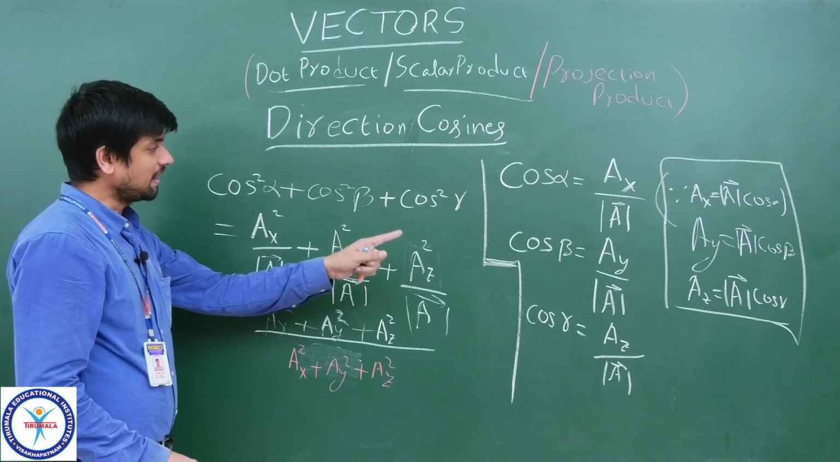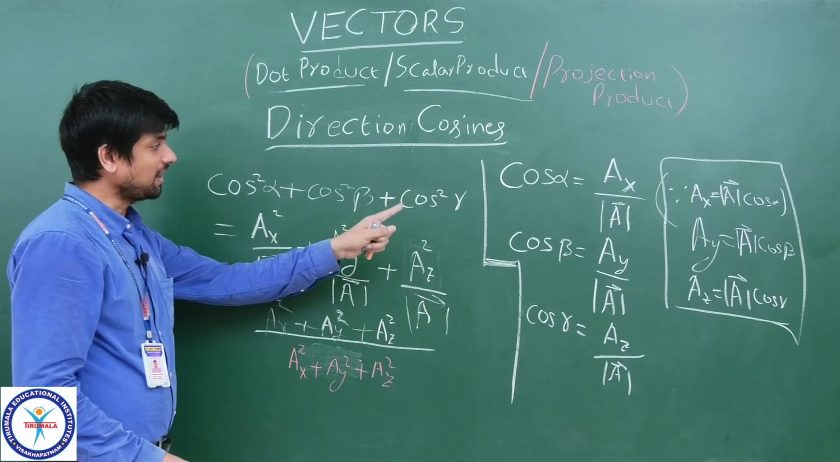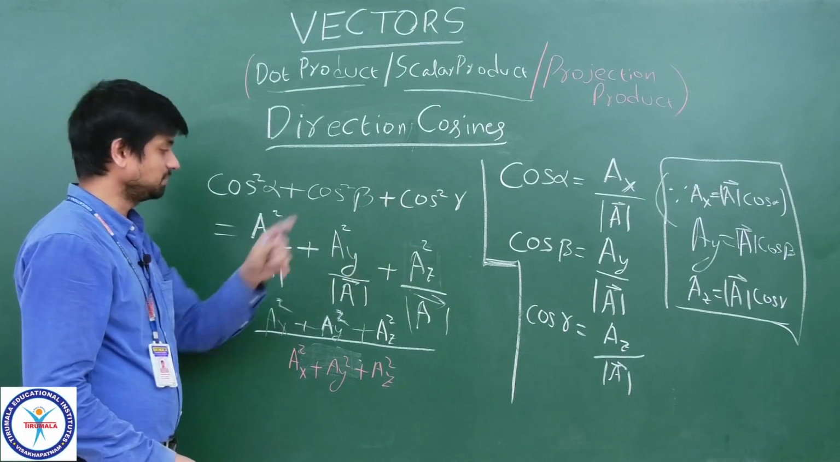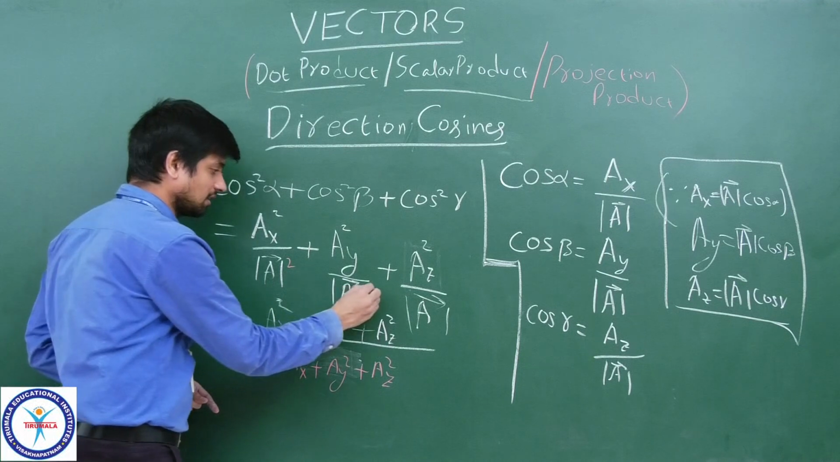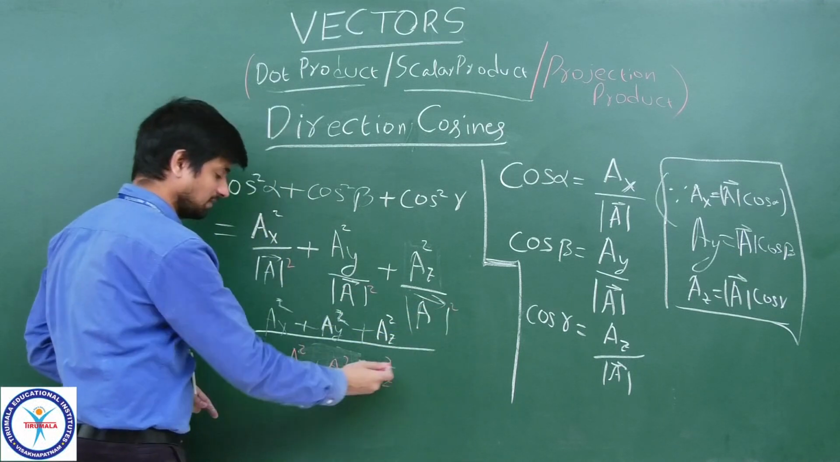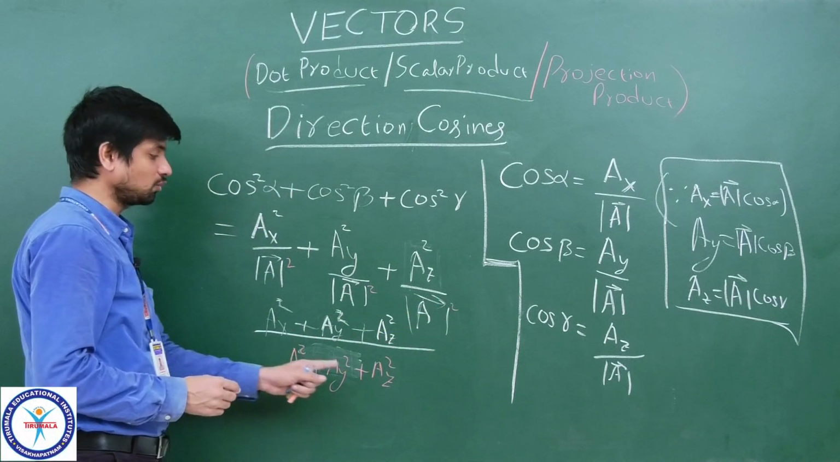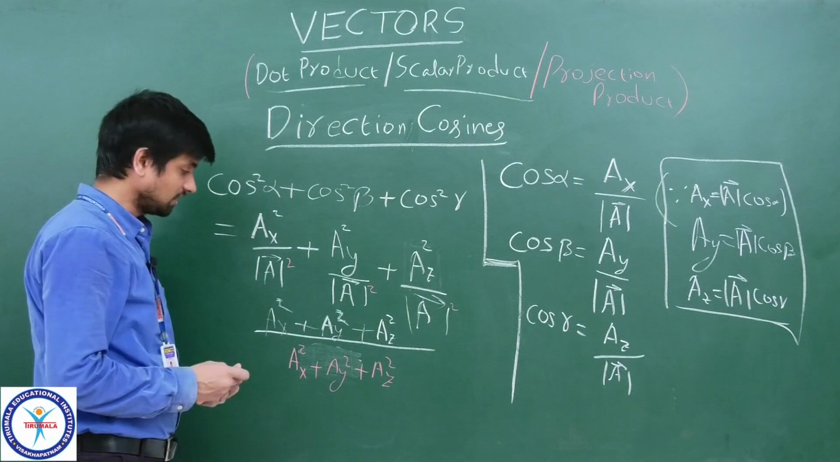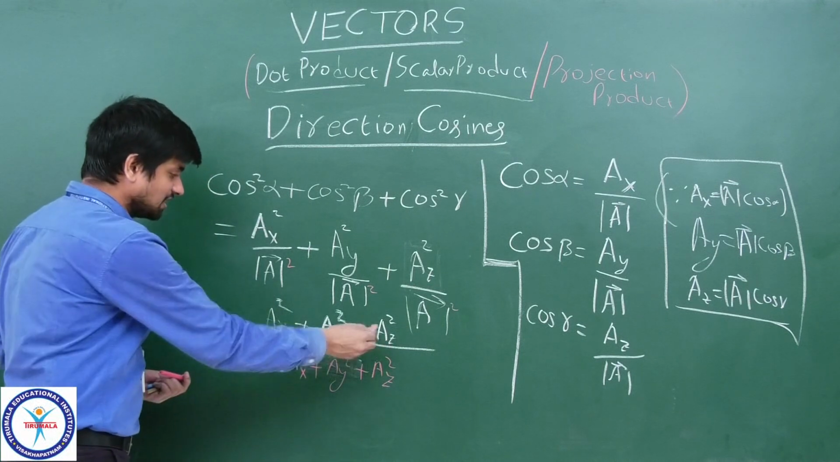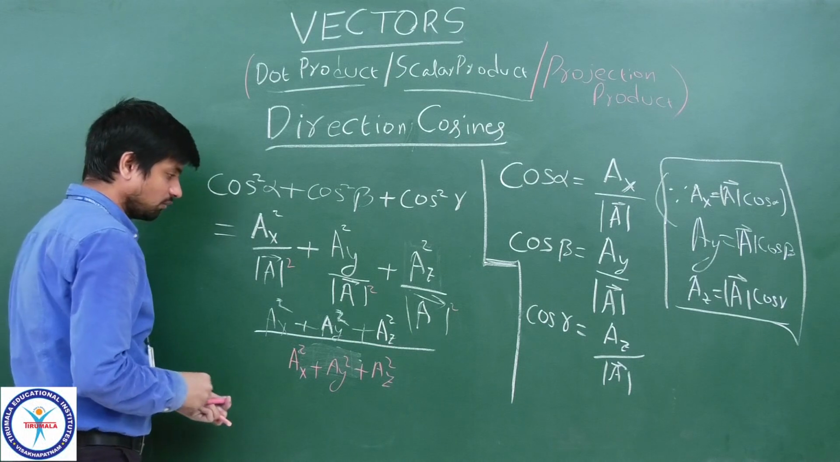So we have done the square of cos alpha, cos beta, cos gamma, right? So here also square, square, square. The same thing we apply here. That's why the square root and the square can be cancelled. Now you can see these terms are the same. We can cancel.